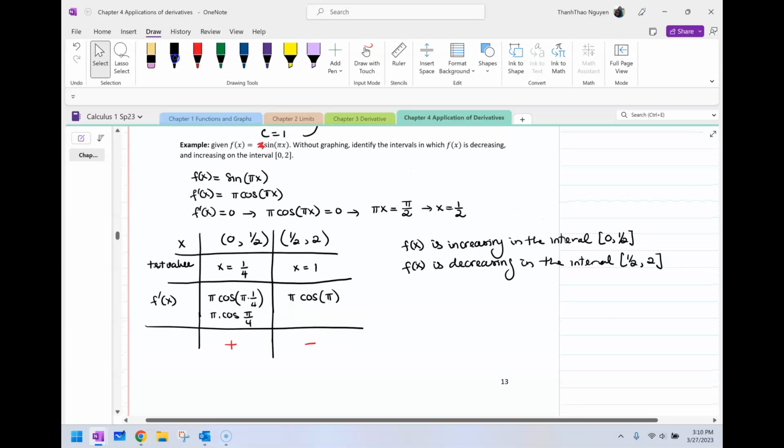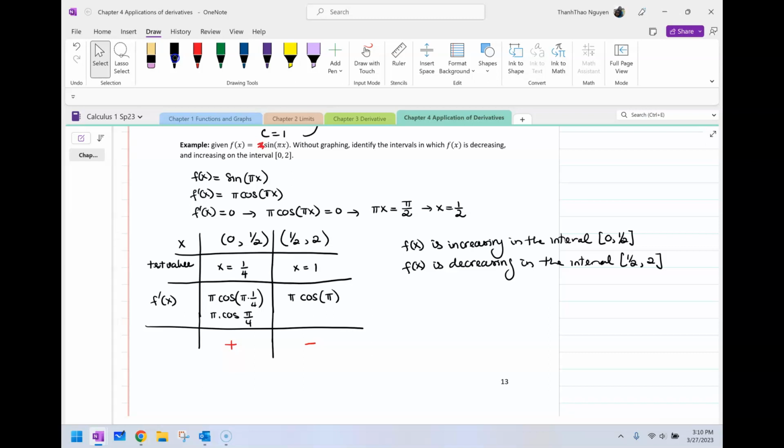Again, let's recap. How do you find where a function is increasing and decreasing on an interval? You first find the critical value, then you find the intervals, including the interval values and the endpoints. You use test values to evaluate f prime of x in those intervals and determine whether f of x is increasing or decreasing in each interval that you just had.